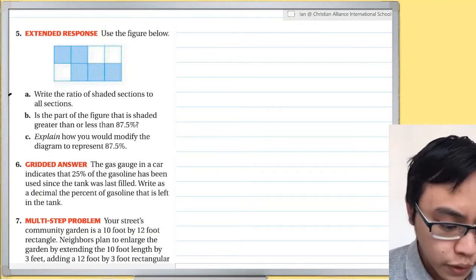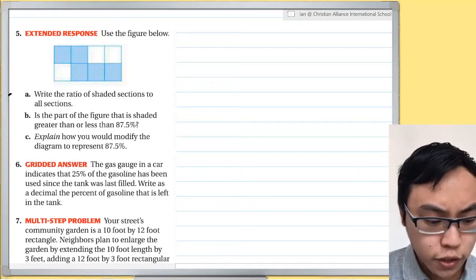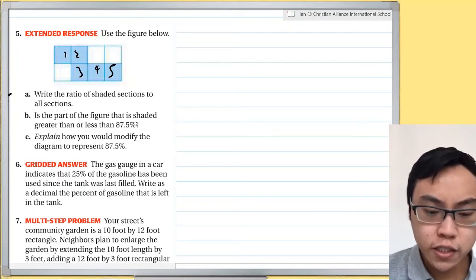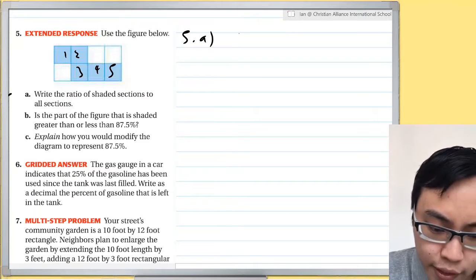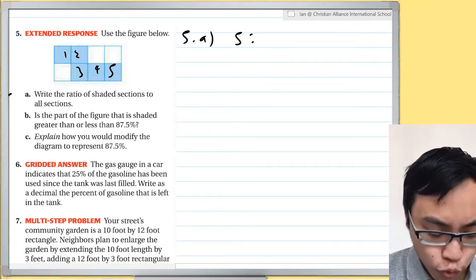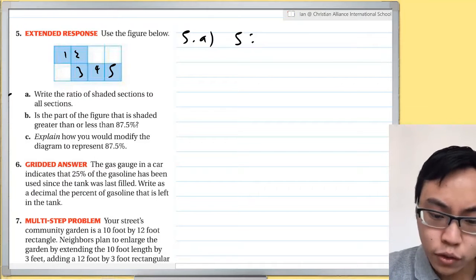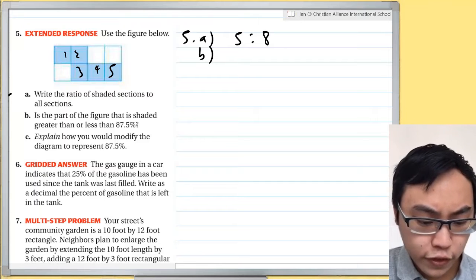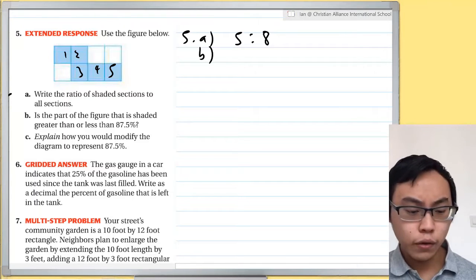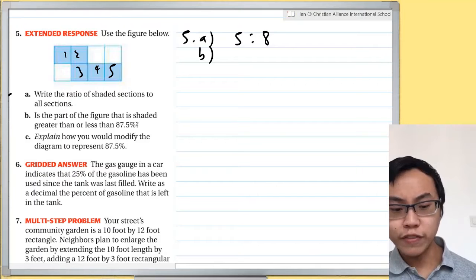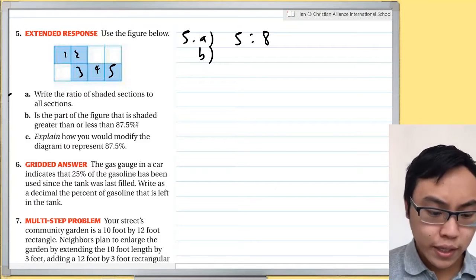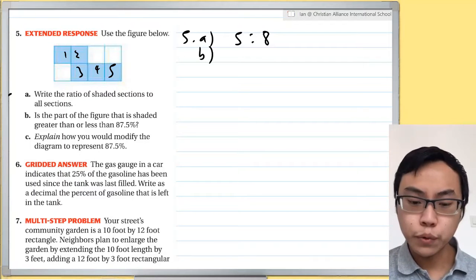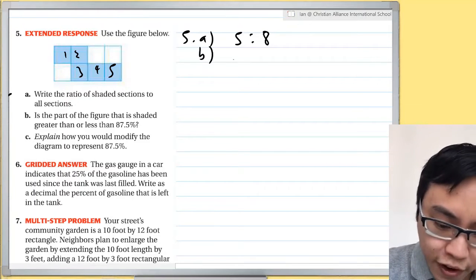Question 5, use the figure below, write the ratio of shaded sections to all sections. So that's 1, 2, 3, 4, 5 shaded sections. So 5A, that's going to be 5 to how many in total? There's 8 in total, so that's 5 to 8. Then B: is the part of the figure that is shaded greater than or less than 87.5%? We want to write 5 to 8 as a fraction and then change that into a percent. Let's write that as a fraction first. So that's going to be 5 over 8.